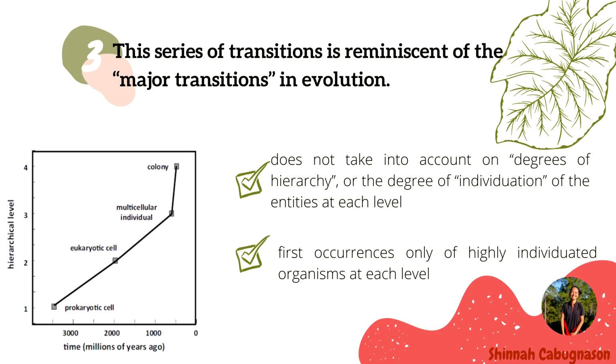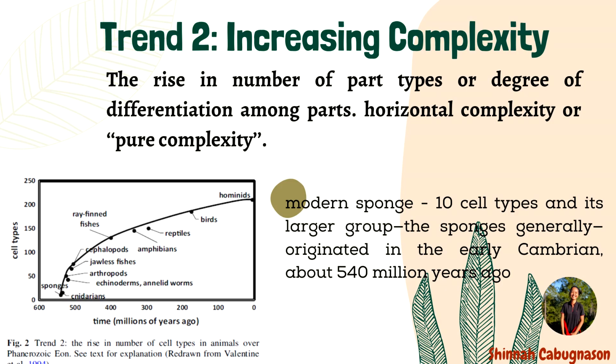Third, the trend of transitions is reminiscent of the major transitions in evolution. However, they are not the same. For one thing, the transitions in hierarchy are defined consistently, all of them meeting a single common set of structural criteria. A second trend is the rise in number of part types or degree of differentiation among parts. The usage of the word complexity is increasingly becoming standard in biology. It has also been called horizontal complexity or pure complexity. Horizontal complexity is the number of different part types at a given hierarchical level.